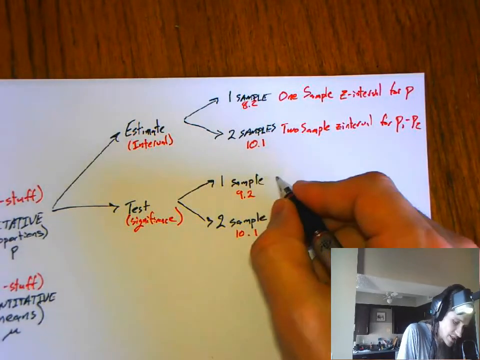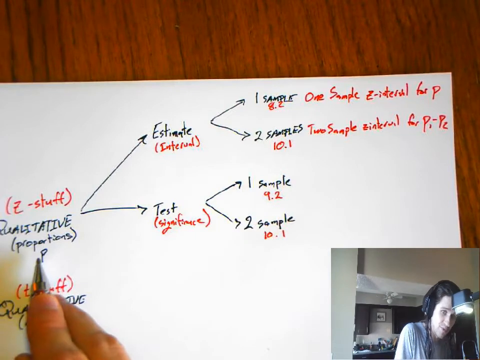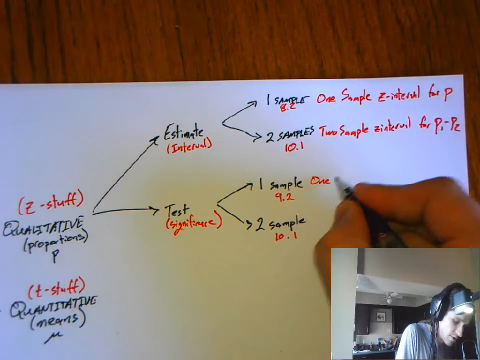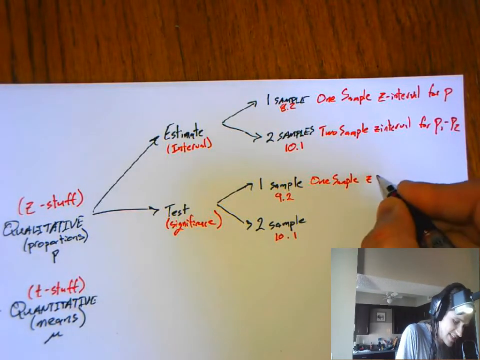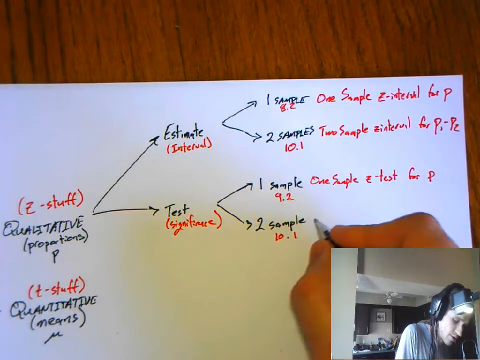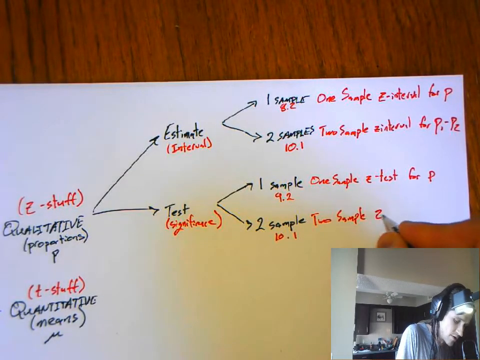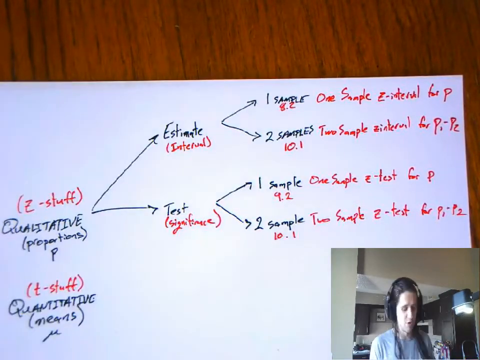What is this? If we do one sample, talking about Z stuff for proportions, we're testing. This is a one sample Z test for P, or also a two sample Z test for P1 minus P2 to see if those two proportions are different.